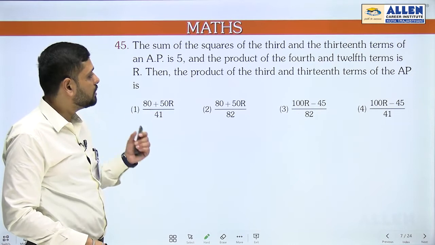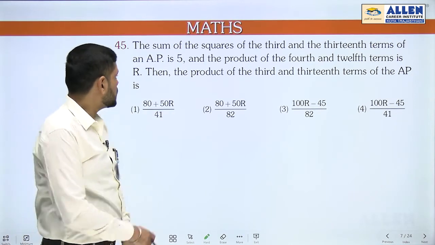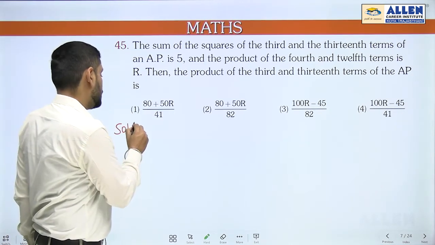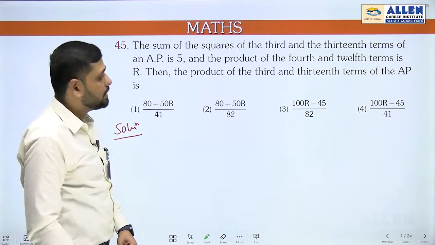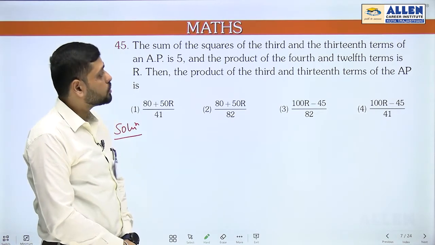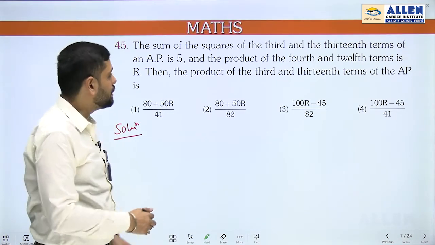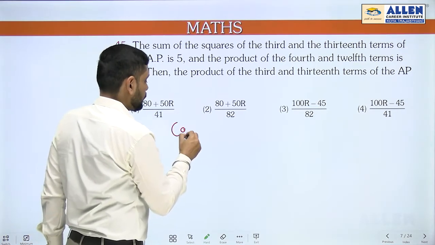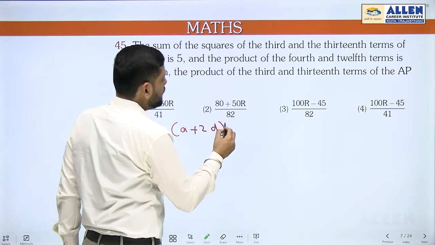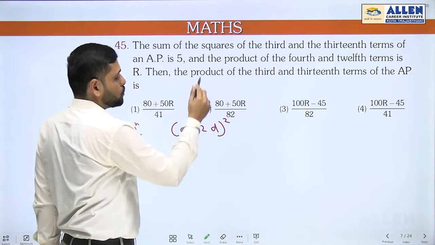We'll see the next question. Now what is given in this question, we'll understand here. This question is a good one. So we'll understand this question. In the question it is given the sum of the squares of the third and 13th term of an AP is 5, right? So third term will be a plus 2d, and we need to take the sum of squares of this term.